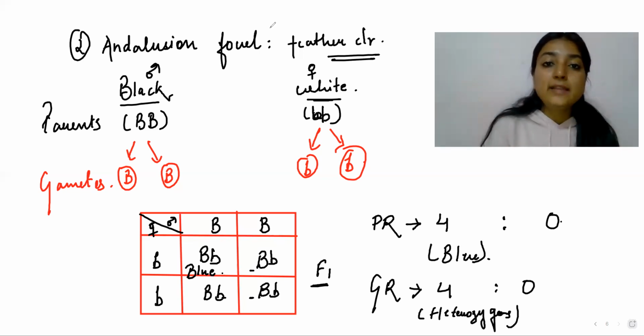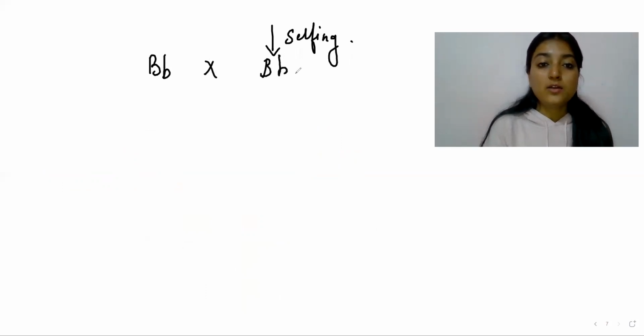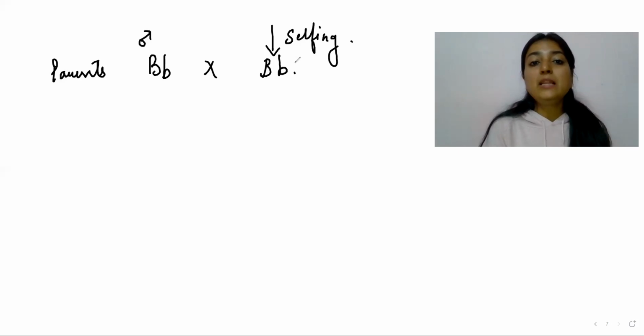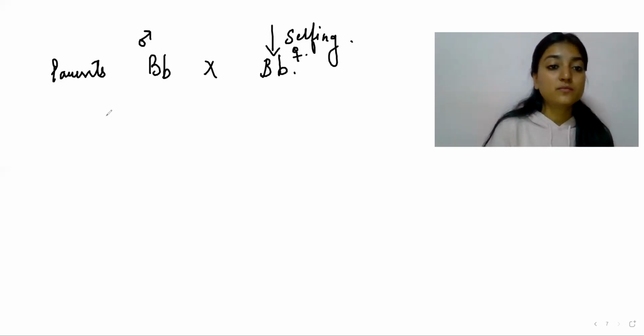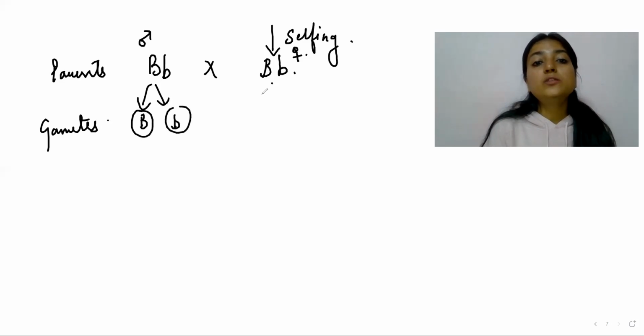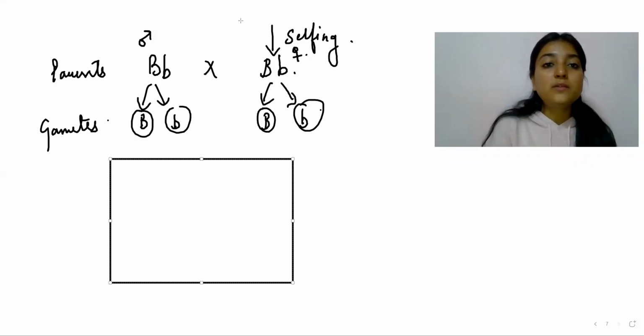Now we will again do the selfing, that is the self-fertilization. Okay. Now these are the parents. This is the male, this is female. Now we have to write the gametes. Gametes will be capital B, small b. Here also the same, capital B and small b. Now we will make a Punnett square which will be representing the F2 generation.